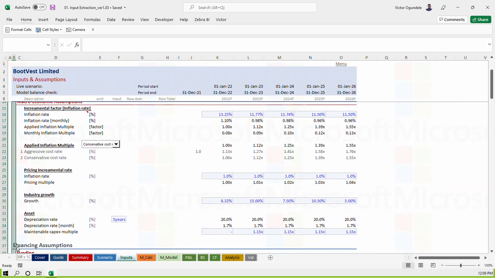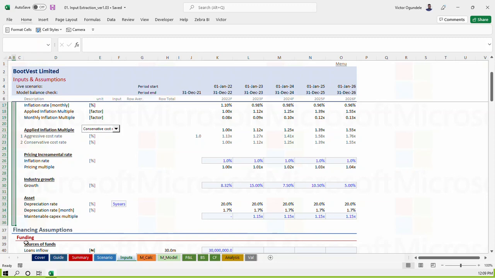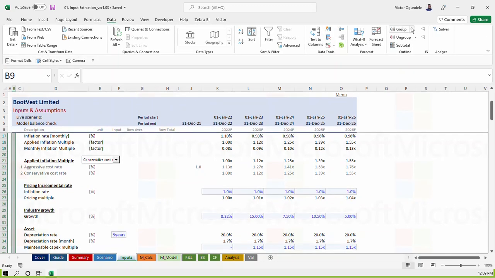I will highlight it down to the second headings. Before the next headings, I'll go to my Data tab. I will see this Group option and I'll click on Group, and it's going to ask me, do I want to group rows or columns? I want to group rows, and I'll click on OK.